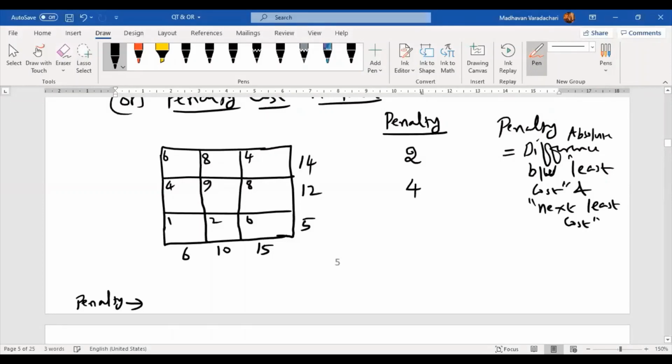Instead of writing difference, I will write absolute difference. Absolute difference means don't consider negatives. It is not 4 minus 8, negative 4, nothing like that. You are taking the absolute difference, the modulus of 4 minus 8. Fine. Next, third row. Least cost is 1, next least is 2. What is the difference? It is 1.